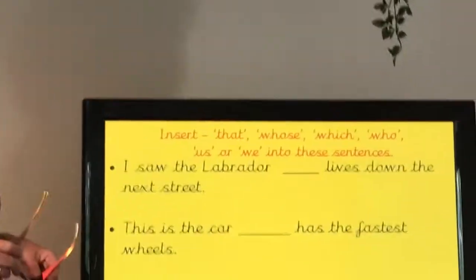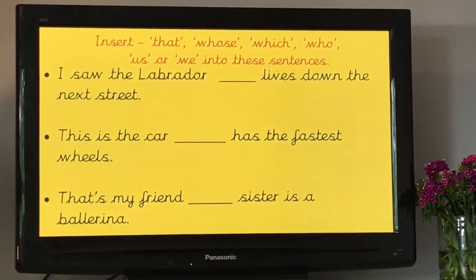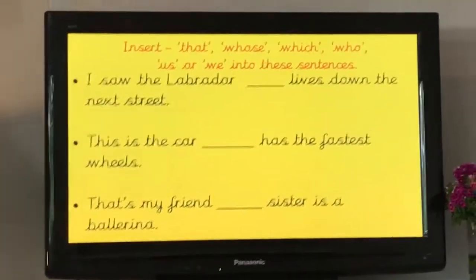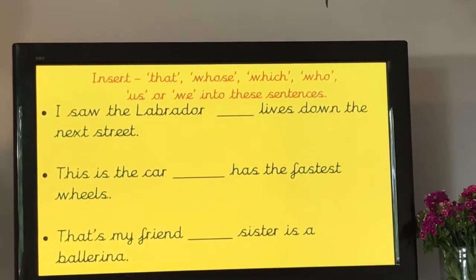So, welcome back. I saw the Labrador who lives down the next street. This is the car which has the fastest wheels. That's my friend, whose sister is a ballerina. So well done if you got those pronouns in there, the relative pronouns, well done.